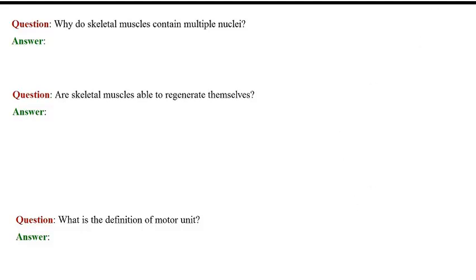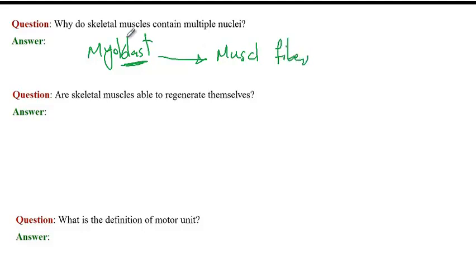So the very first question is, why do skeletal muscles contain multiple nuclei? The answer is that during embryonic development, myoblasts, so anytime you hear the term blast, it means the immature form of that type of cell. Multiple myoblasts fuse to each other in order to form a muscle fiber. And since multiple myoblasts are combined together, there would be multiple nuclei.